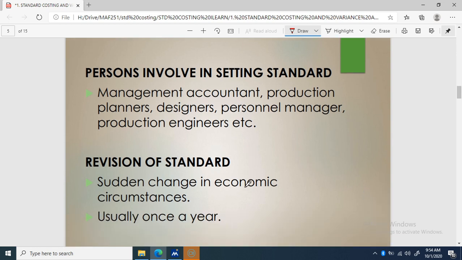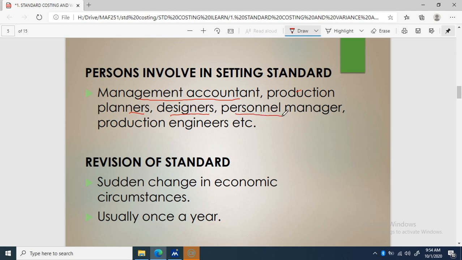Okay, persons involved in setting the standard. Who are the persons that are involved in setting the standard? Okay, normally the management accountant will be the head of those involved in producing the standard. Normally it will come from various departments. So the production planner, because they are the ones who plan how to produce the product. They know the details of the processing. And then the designers, they design the product, so they know the product details better.